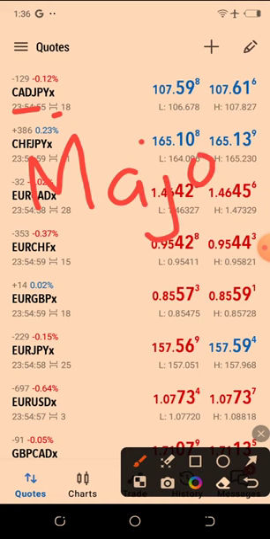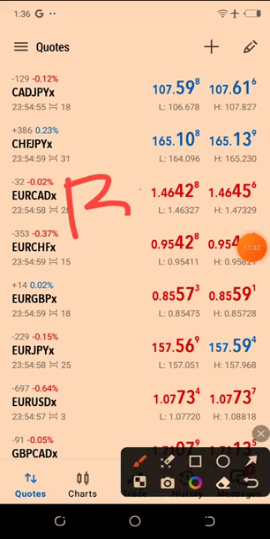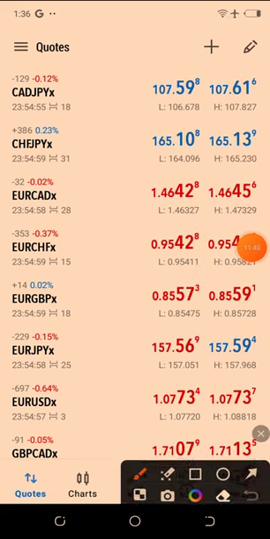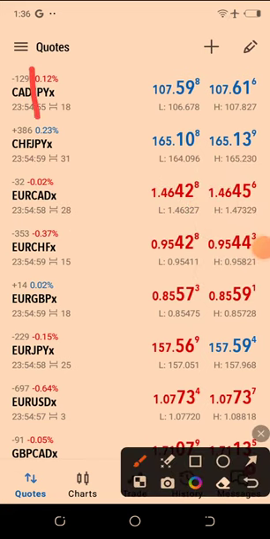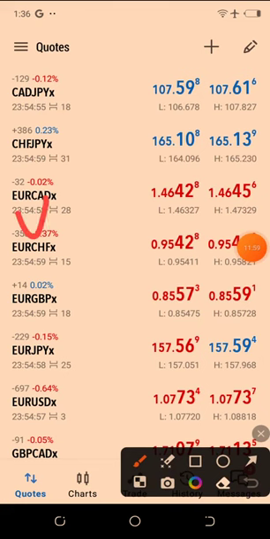We have the base currency and the second one. What's the second one called? The base currency is the first one you see, which is CAD. So this JPY is what it means: you are using your JPY to buy CAD. Do you get it?